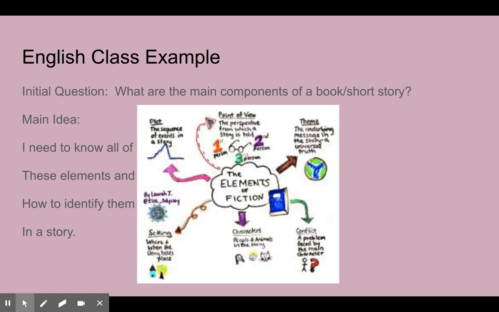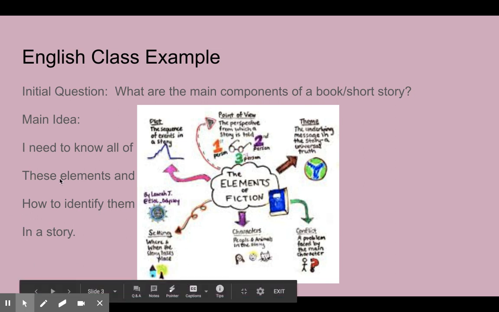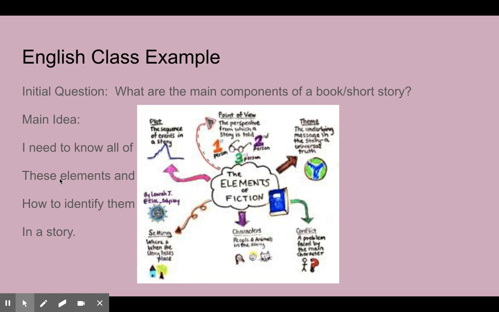You'll see that for an English class, it may be that you have sketchnoted what the elements of fiction are or what elements there are on a plot diagram. And on that sketch note, you would also be including whatever the topic is that your teacher wanted you to gain and take information on. But the main idea may also be just that one sentence statement at the end, that you need to know all of these and how to identify them in a story when you're reading, or that you need to know them for the test that is coming up.